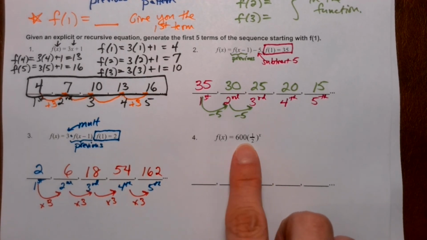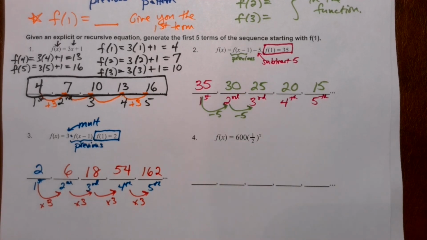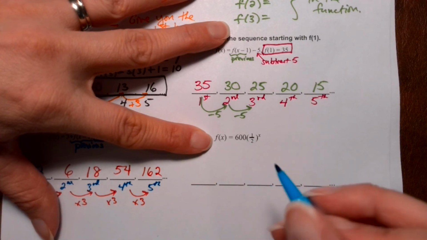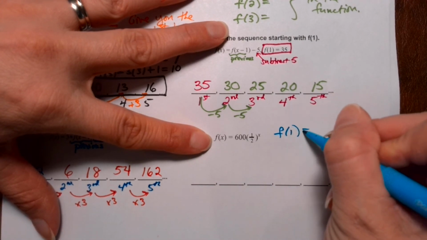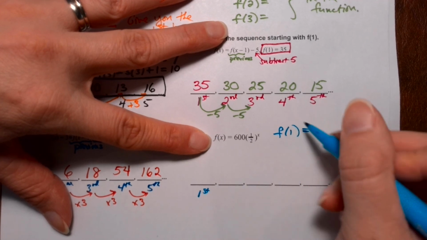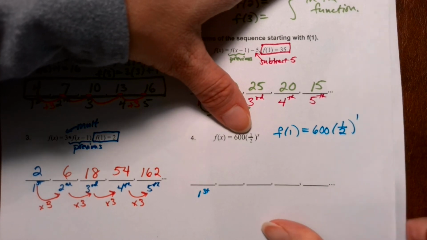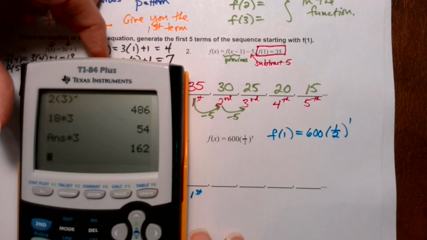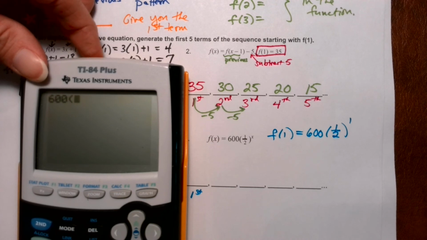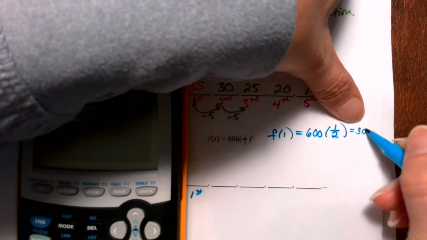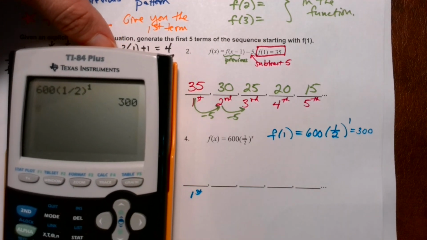And now the last one. This one looks to be explicit, because I don't see f of x minus 1. So what does this say right here? I'm going to do f of 1. I'm going to find the first term. So 600 times 1/2 to the first power. Maybe I'll use my calculator for this. 600 times 1/2 to the power of 1, and I got 300.